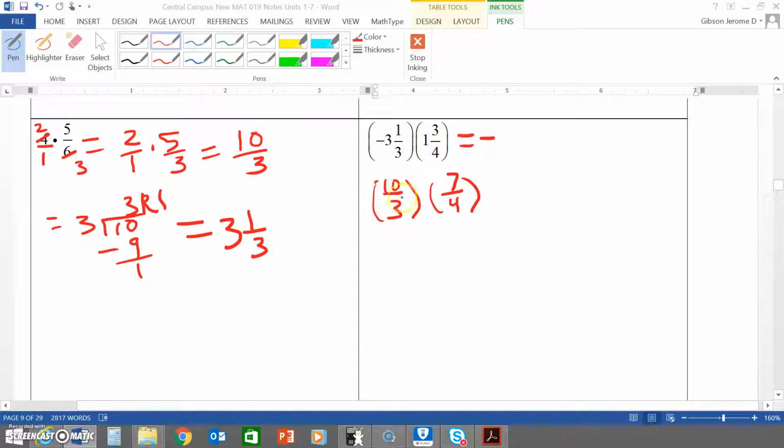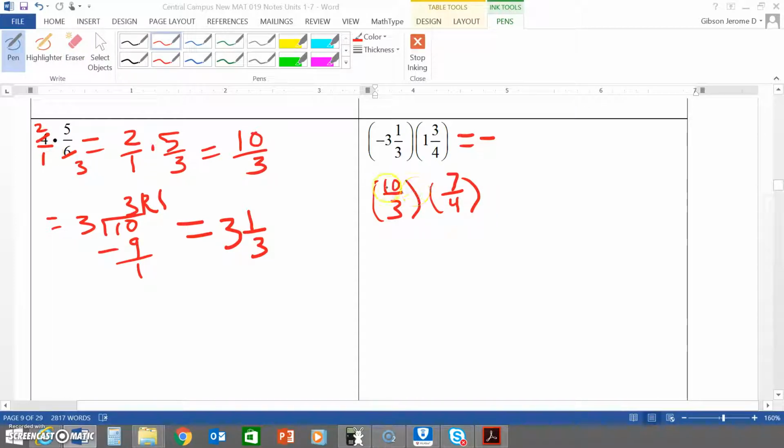Okay, so now we'll see if we can simplify before we multiply. We can't. 10 doesn't have anything in common with 3 and 4, and 7 has nothing in common with 3 and 4 except 1. So we'll multiply straight across. 10 times 7 is 70, and 3 times 4 is 12. Oh, so actually, I made a little error here.